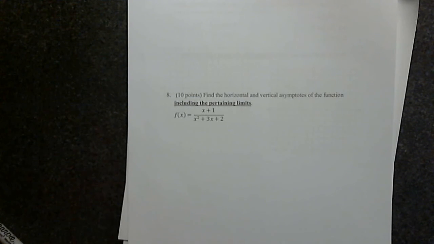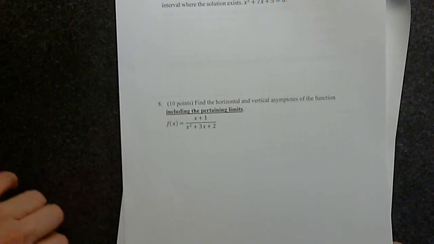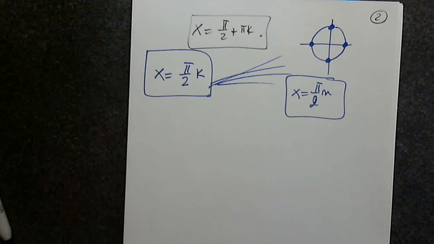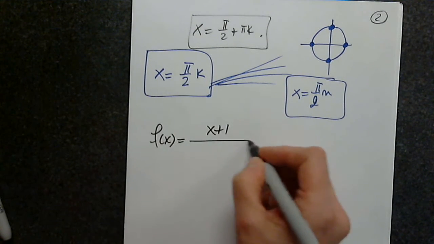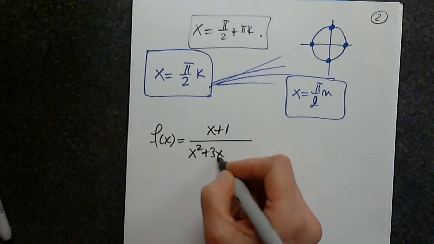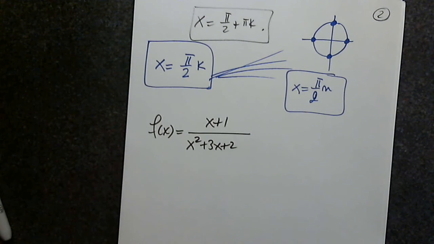Okay, here I see a function, which is a rational function. I'm going to copy it. This is problem 8 on page 8, in which we have f of x equals x plus 1 divided by x squared plus 3x plus 2. And the problem is asking us to find all asymptotes and, of course, the corresponding limits. Why we are also asked to find the corresponding limits, you will see in chapter 4. Okay, so please bear with me.